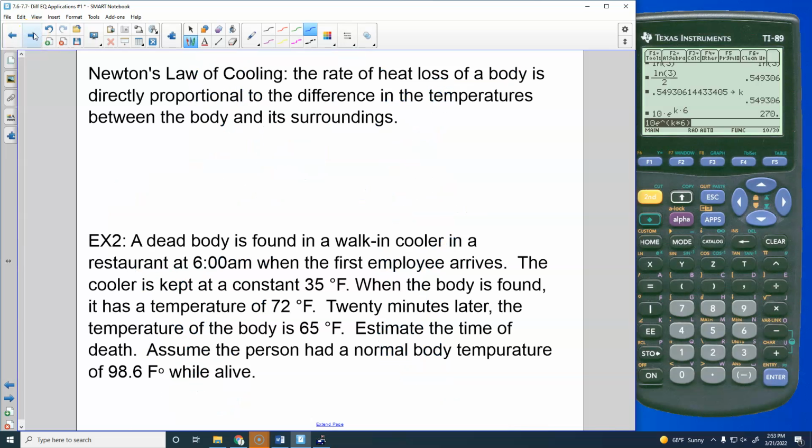All right, let's talk about Newton's law of cooling. Newton's law of cooling is one of my favorite things that we do because I think it's so cool, and it has a lot of forensic applications that you can apply. Coach would have you guys do videos on this.